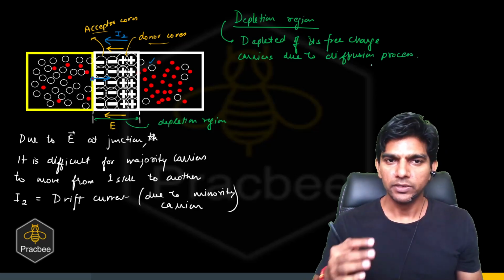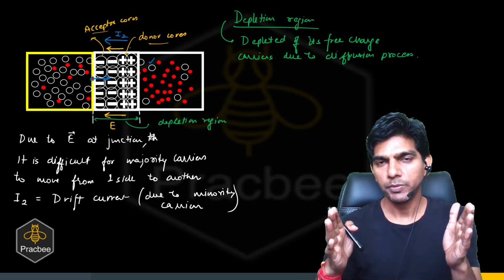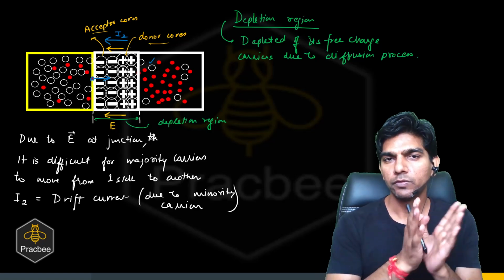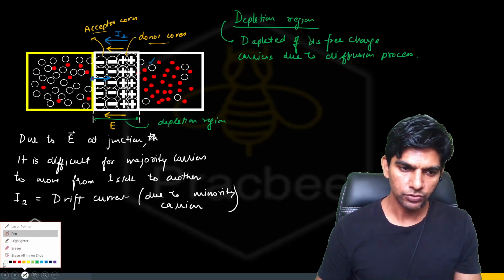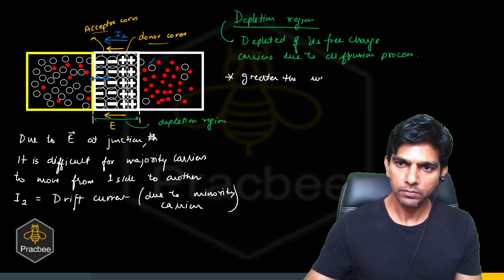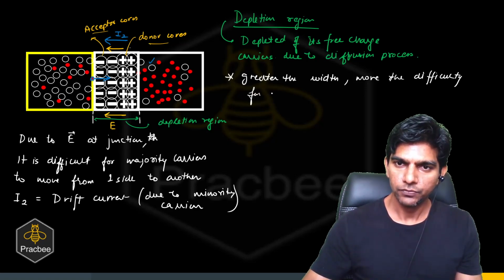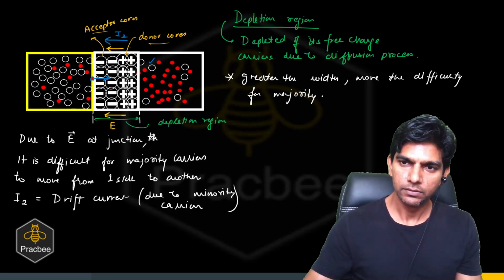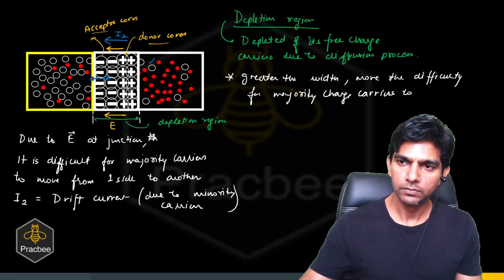The greater the width of this depletion region, the more difficult it is for the majority carrier to move from one side to the other. So again, we should remember this: the greater the width, the more the difficulty for majority charge carriers to move from one side to another.